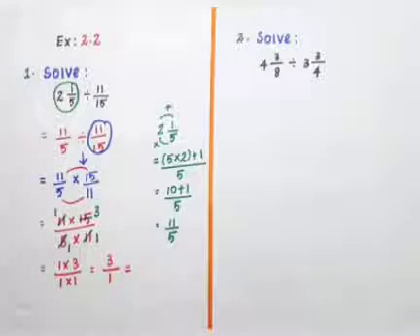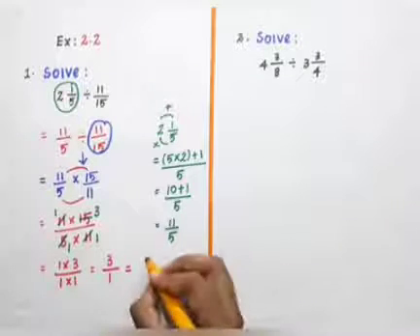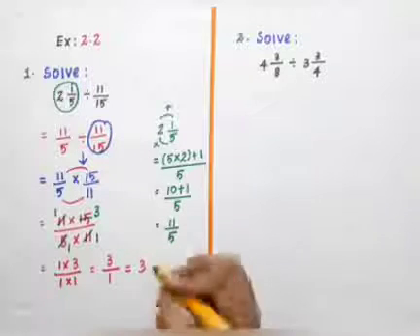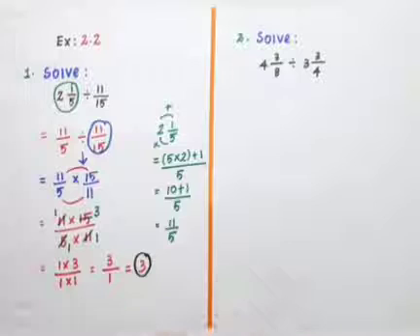This is equal to, any number divided by 1 gives the number itself. So 3/1 is equal to 3. Therefore, 2 1/5 divided by 11/15 is equal to 3.